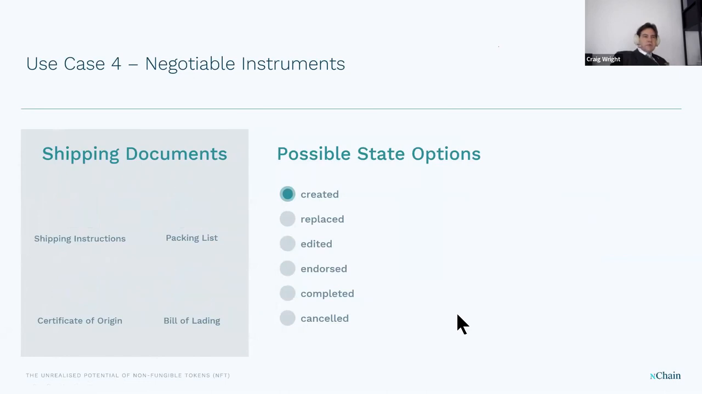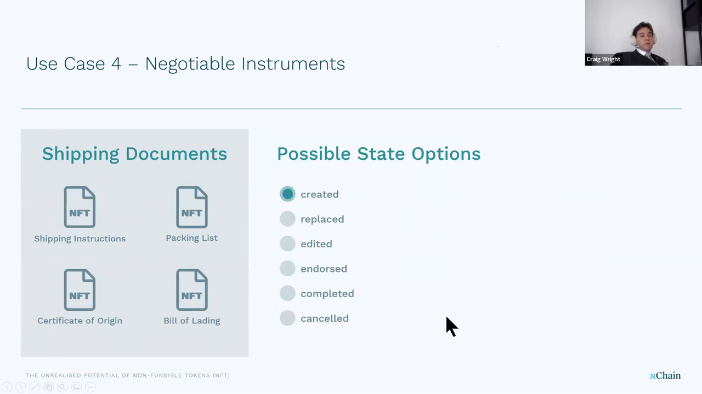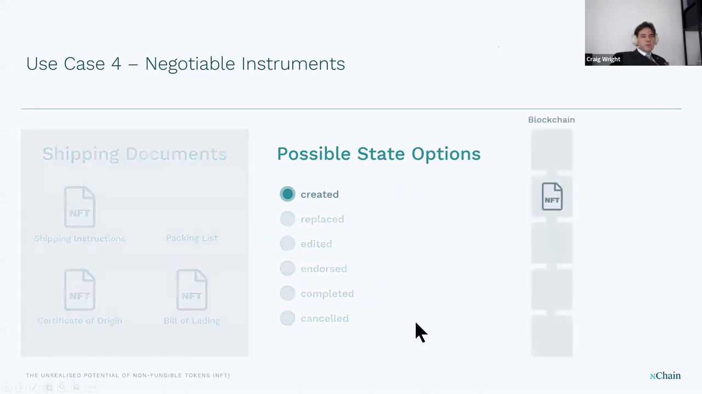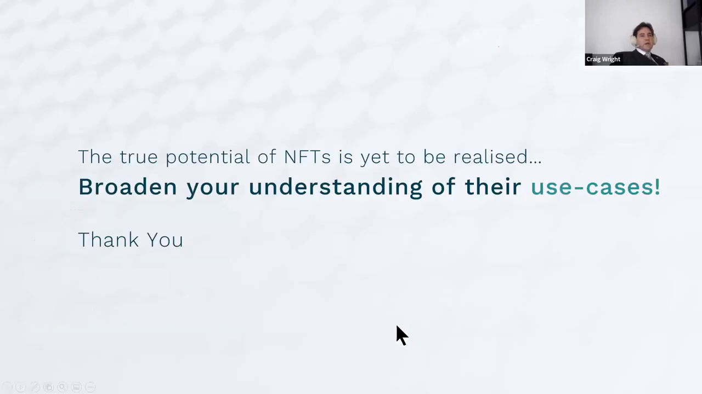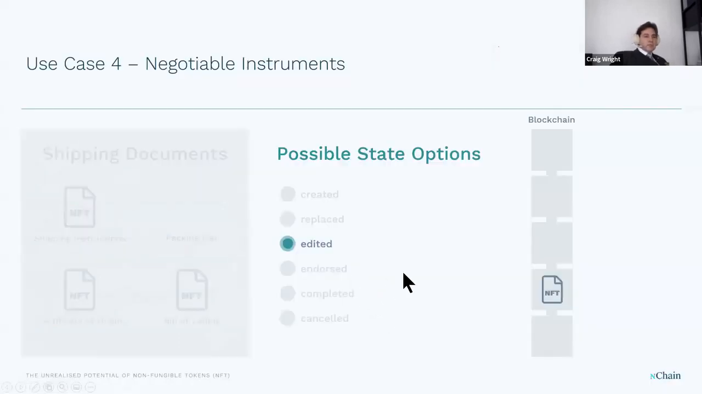50s. So we can have different state options, like effectively a deterministic finite state automata. The shipping instructions, packing lists, origin, etc., can all be listed there. Its creation date, as it's replaced, edited, endorsed, completed, cancelled, the works. Everything here that we imagine should be part of smart contracts can be done right now.